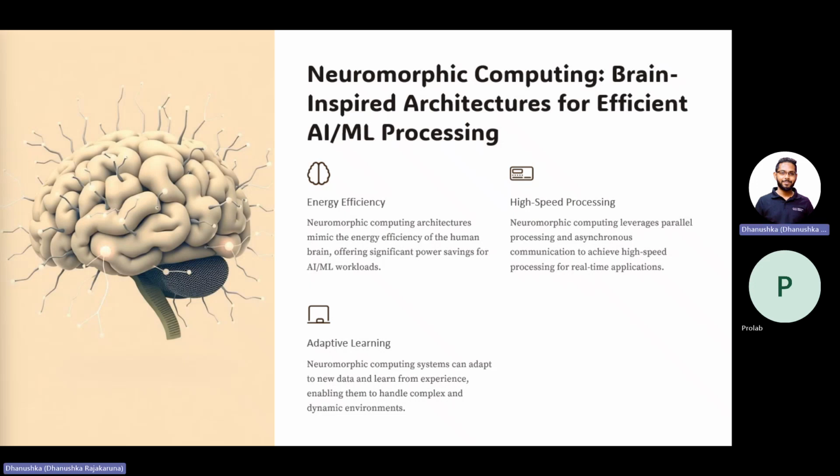So neuromorphic computing offers a transformative path for artificial intelligence and machine learning, emphasizing energy efficiency, real-time processing, and adaptability. As the technology matures, it holds the potential to revolutionize various domains.